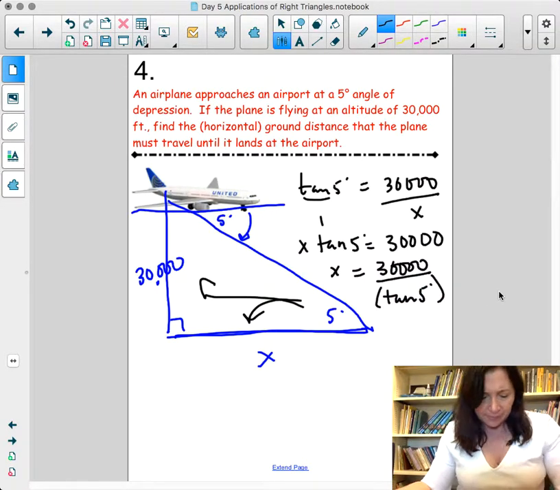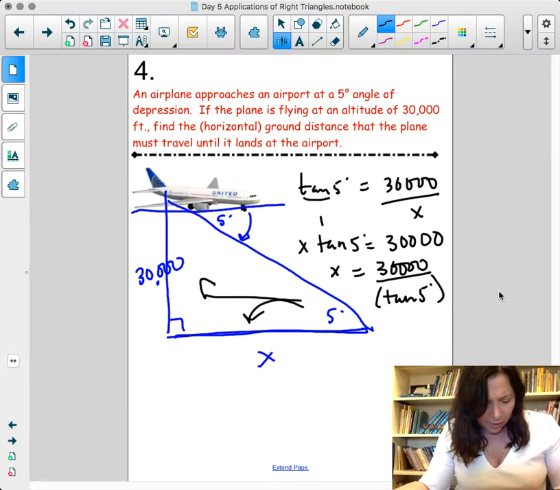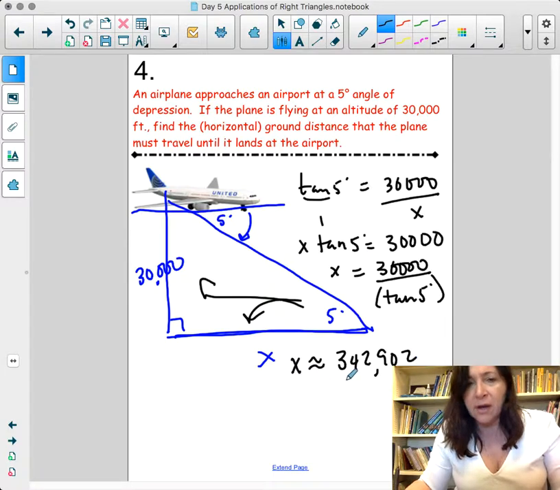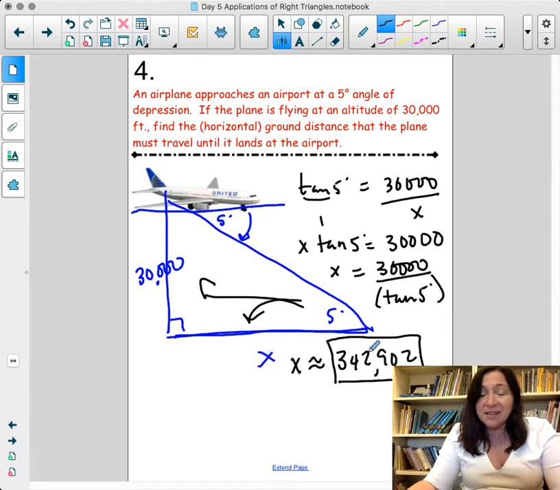tangent of 5 degrees. So let's see, we have 30,000, use your calculator, divided by the quantity tangent of 5, and that's approximately, theta, or x, is approximately 342,902. So it's about the ground distance that the plane must travel. It must travel 342,000 feet before it gets to the airport.